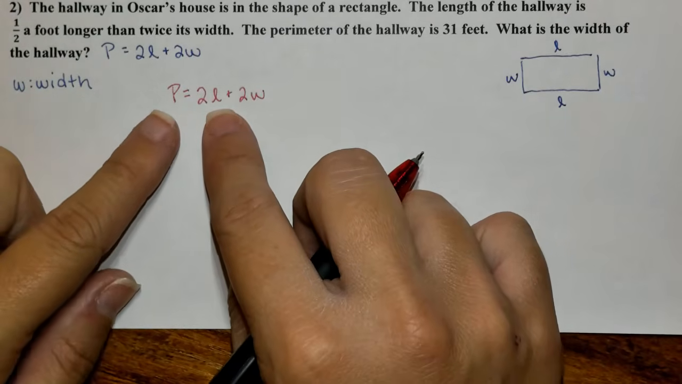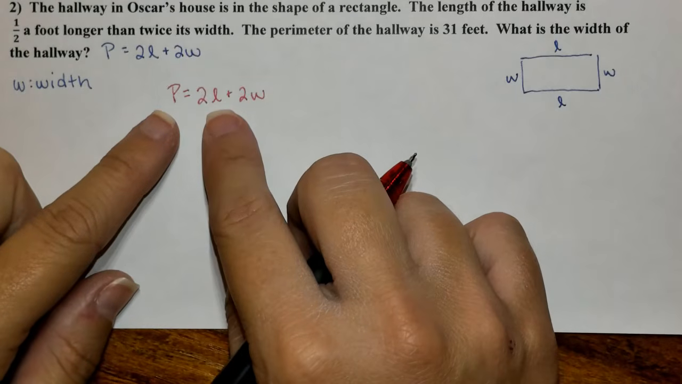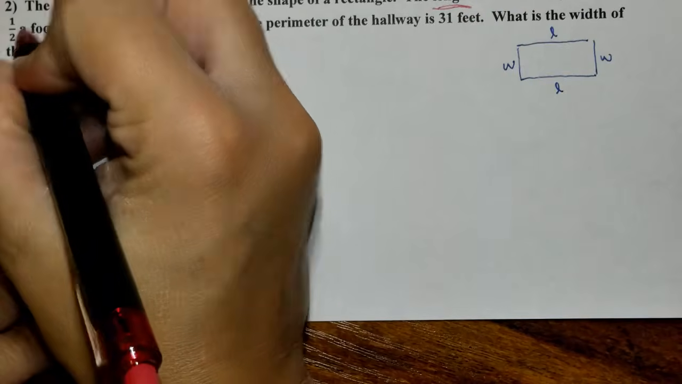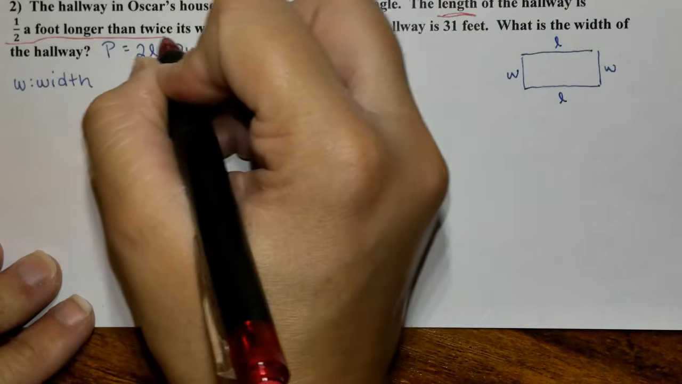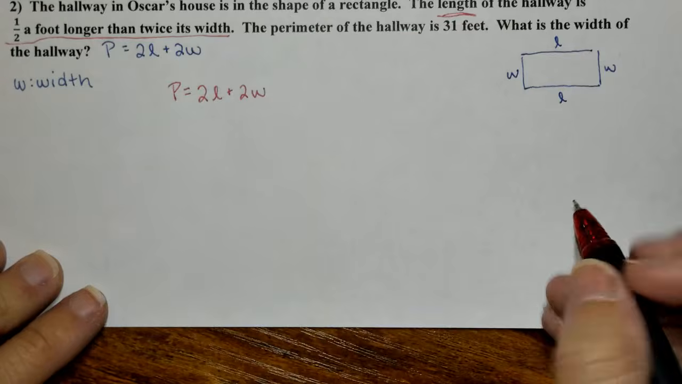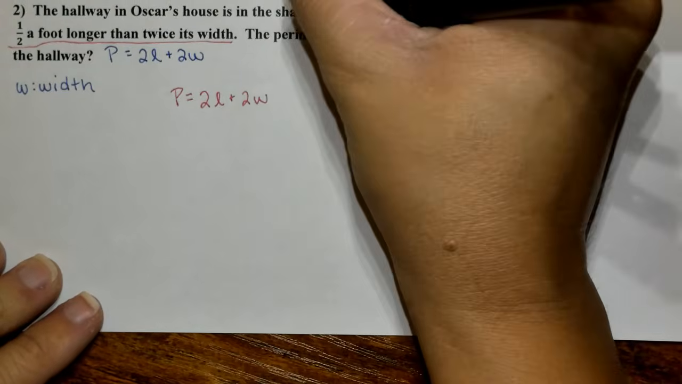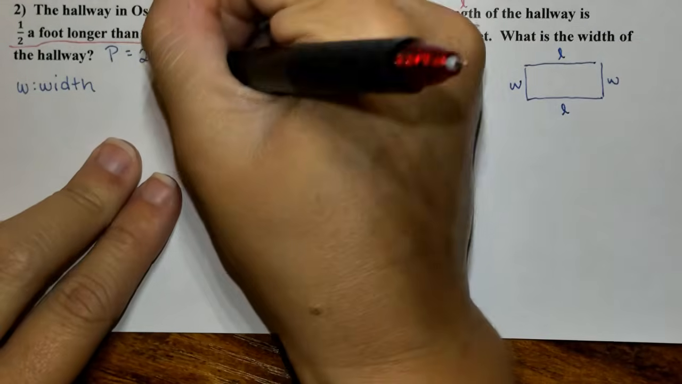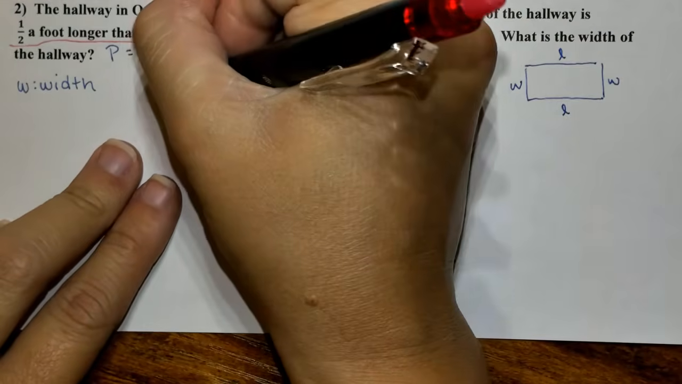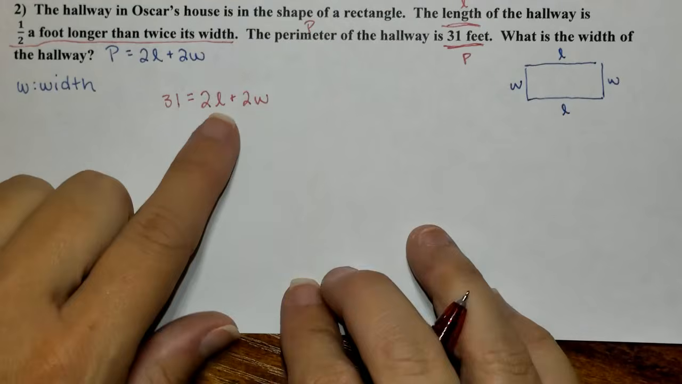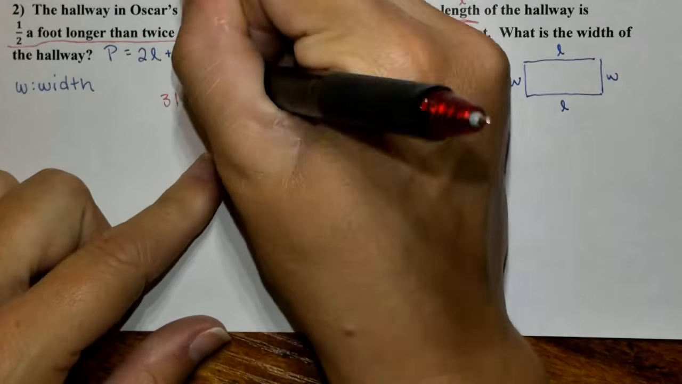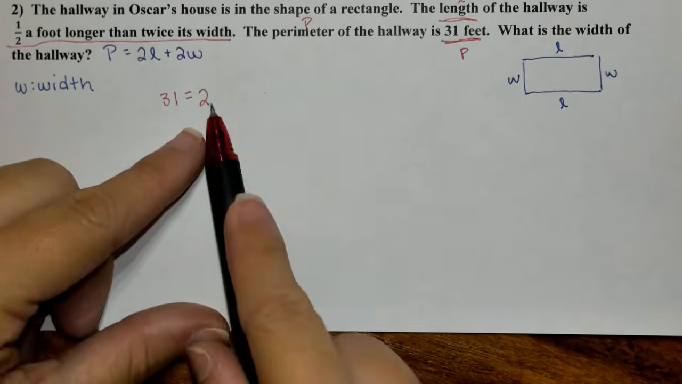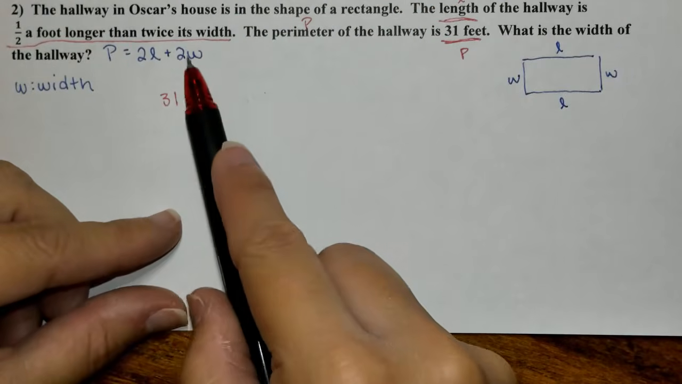All right, so number 2 says the hallway in Oscar's house is in the shape of a rectangle. The length of the hallway, so this is L, the length of the hallway is half a foot longer than twice its width. So that's a lot of information, but that's okay. The perimeter of the hallway, so P, is 31 feet, which means I can replace this P with the 31. Okay, and then I also know the length, so I can replace the length, right? But I'm going to erase this, okay, so that I can write the length, and then you can't forget to add back that 2W at the end.